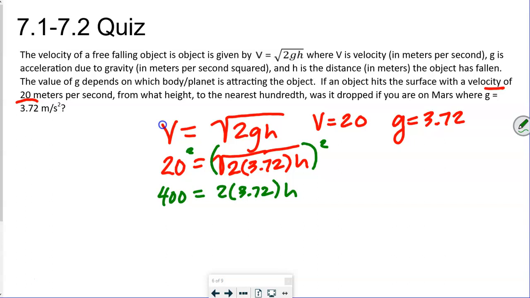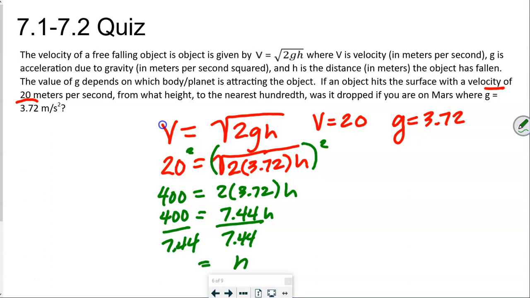So that's going to give me 7.44h is equal to 400. So then we would divide both sides by 7.44. So h is going to be equal to 53.76 meters, okay? So I'm going to again tell y'all the answers to the rest. So first period and second.